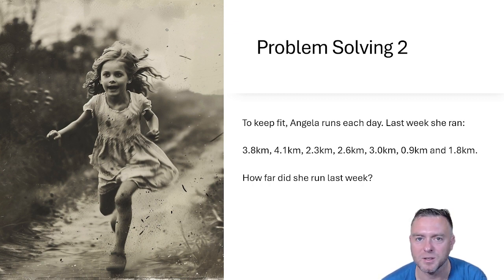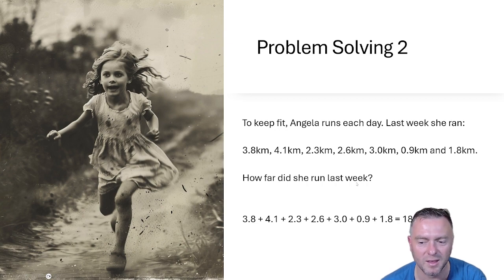So to keep fit, Angela runs each day. Last week she ran 3.8 kilometers, then 4.1, then 2.3, 2.6, 3.0, 0.9, and then 1.8. How far did she run last week? So you just need to add all those together, and you got 18.5.